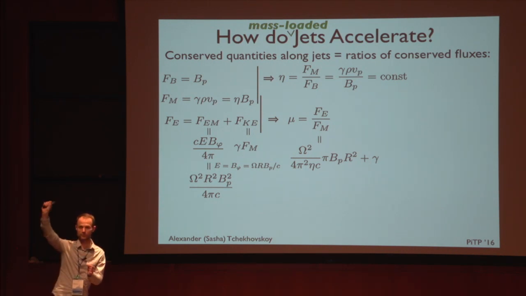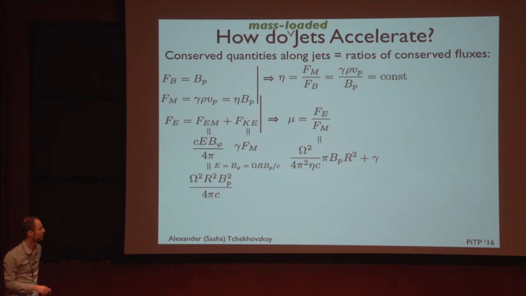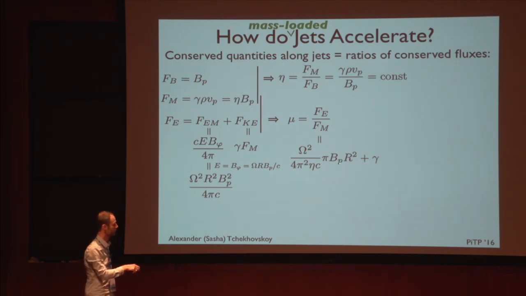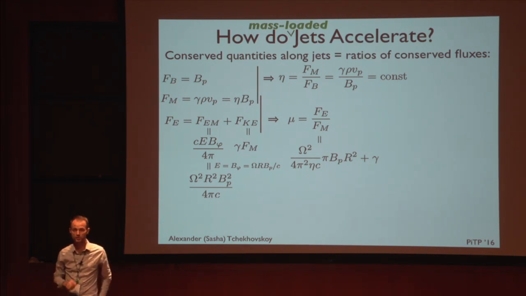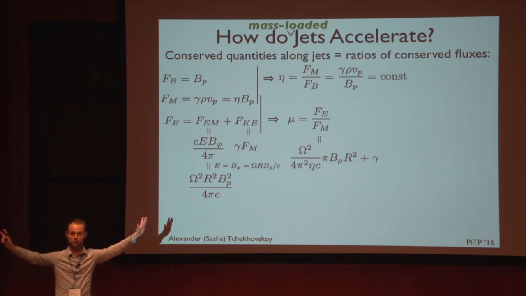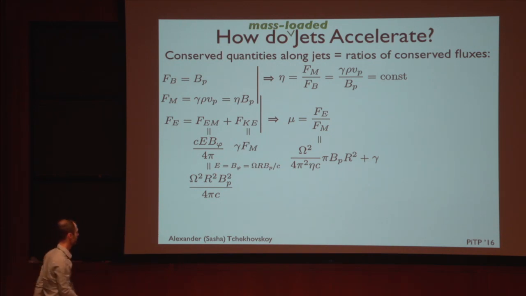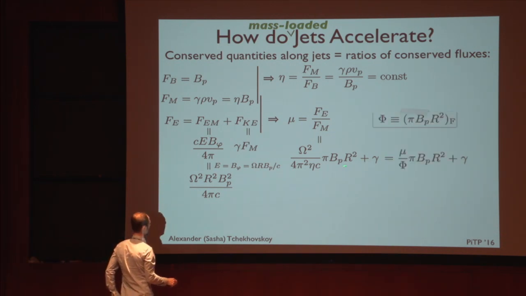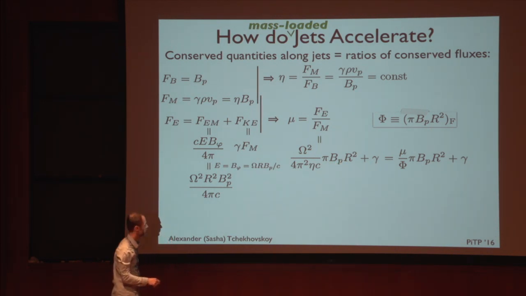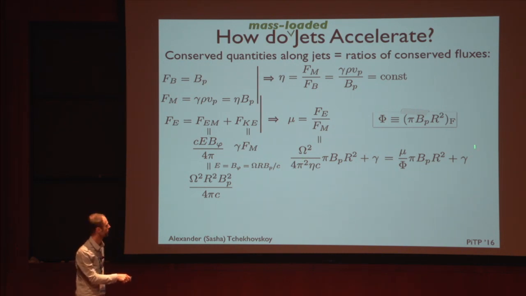So if we go in along the magnetic field and ask how it accelerates, then the only parameter that controls the acceleration efficiency is this expression: pi times the poloidal field strength times the radius squared, or the magnetic field strength times the area. That's almost the magnetic flux in the jet. So if we had a jet that had straight lines, then you can immediately see from here that this is the magnetic flux, and we can rewrite this expression in this way.